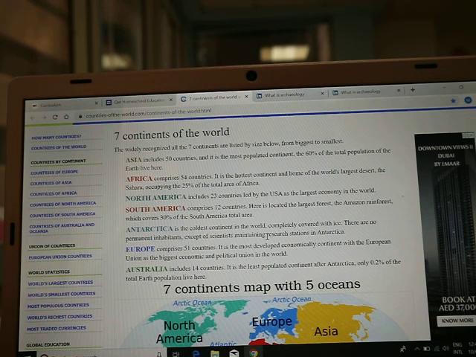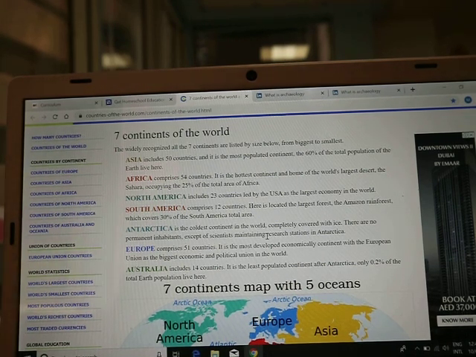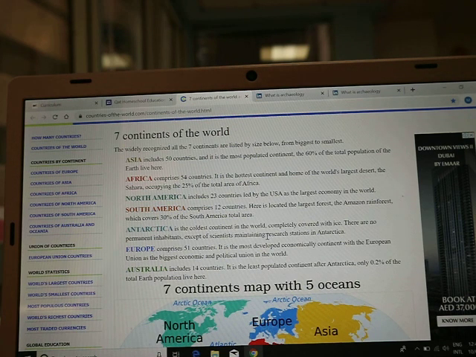Next is Antarctica. Antarctica is the coldest continent of the earth, and Africa is the hottest. Remember that Africa is the hottest, Antarctica is the coldest. In Antarctica, there are no countries. There are no permanent inhabitants except for the scientists doing research. And then next is Europe. Europe comprises 51 countries. It is the most developed economically, with the European Union as the biggest economic and political union in the world.